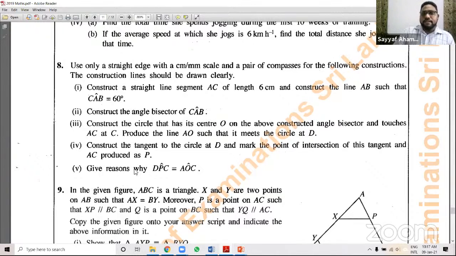For number 1, they say construct a straight line segment AC of length 6 centimeter. When you're drawing AC with 6 centimeter, you have to use your ruler and the compass to measure that 6 centimeter and construct the line. Or you can even draw a line AB and then mark the 6 centimeter over there. And they have given you CAB equal to 60 degree.